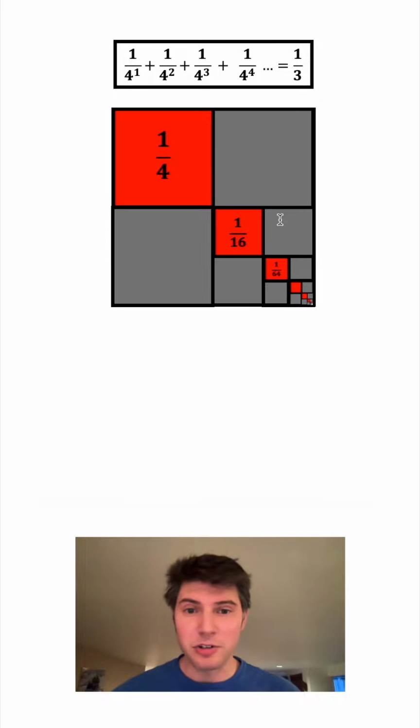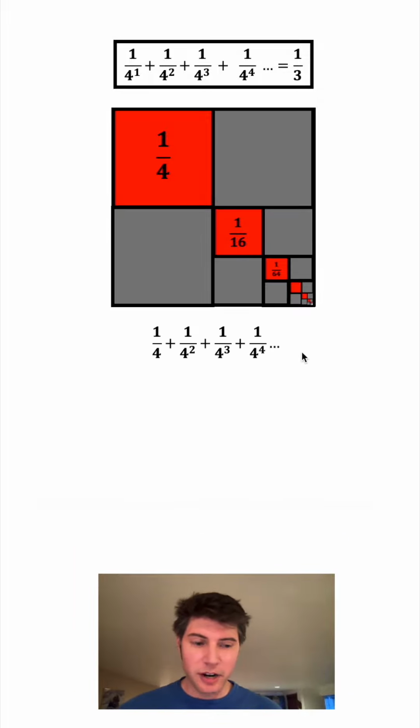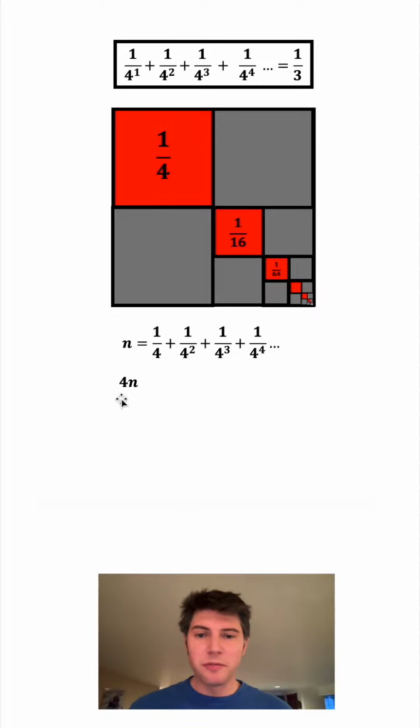But we can also do it with algebra. So we take our original series, it goes on forever. We set that equal to n. If we multiply both sides of the equation by 4, we'll get 4n on this side, and on this side, each of these numerators will have a 4. Then we can bring down the 4n.